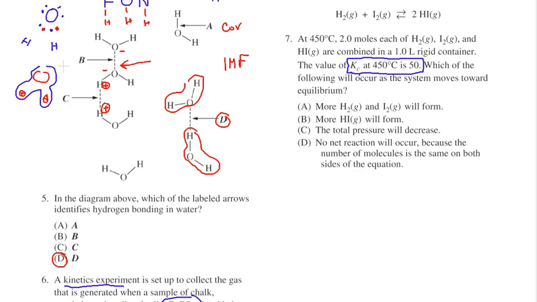Kc just represents the idea that we have an equilibrium constant using concentrations. Kp would be with gases here. We have gases, but they're not using atmospheres. So the Kc is 50, and they're telling me that in this enclosed system I have 2 moles of each at a certain time period in a 1-liter container.